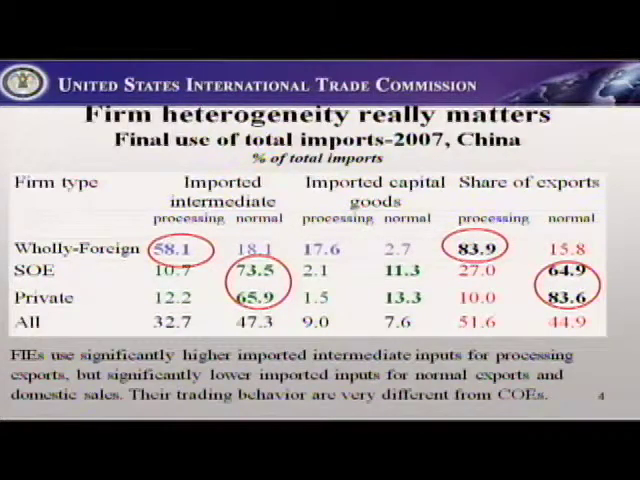You can see the trade behavior between foreign-owned firms and Chinese domestically owned firms is very different. For the foreign firms, about 60% of their imports are used to produce exports, of which 84% is processing exports. But for Chinese domestic firms, they are different. The SOEs and the private firms are also different from each other. But a larger portion, about 70%, is used in normal production, like they produce normal exports and domestic sales. And their processing export share is very different. So that is really different. We have taken this kind of heterogeneity into account.